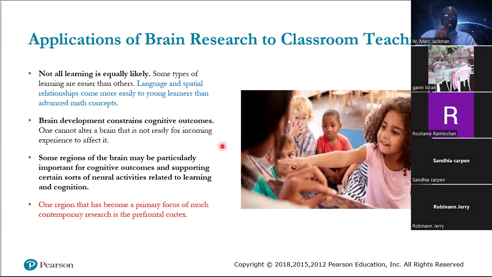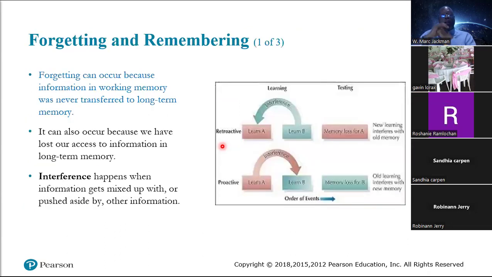All right, some regions of the brain might be particularly important for cognitive outcomes, supporting certain sorts of neural activities related to learning and cognition. And one region of the brain that is the primary focus of much contemporary research is the prefrontal cortex, as I just made mention of. Okay.